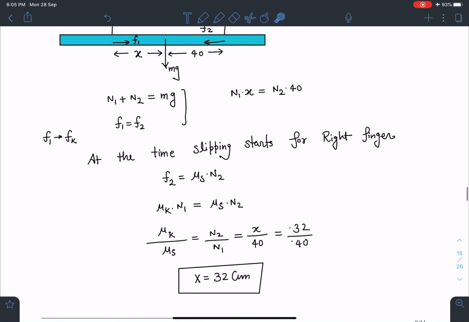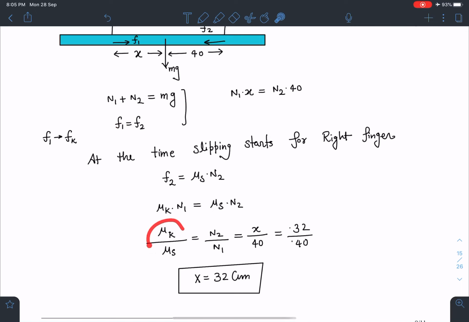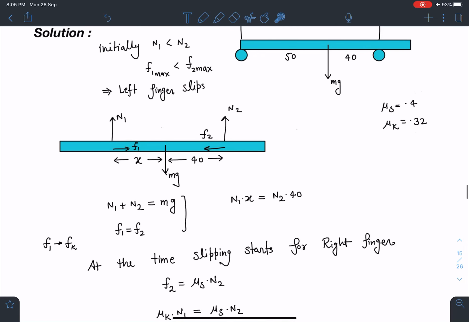So here f2 is mu s into n2, and if I substitute these values, combining all these equations, I'll get mu k by mu s is equal to n2 by n1, and that should be equal to x by 40, and that is equal to mu k by mu s, which is 0.32 by 0.40. When I simplify, I get x equal to 32 centimeters. So you can see this is what I was talking about. The slipping starts not at 40 but slightly on this side because of the normal. Now a reverse situation will occur.